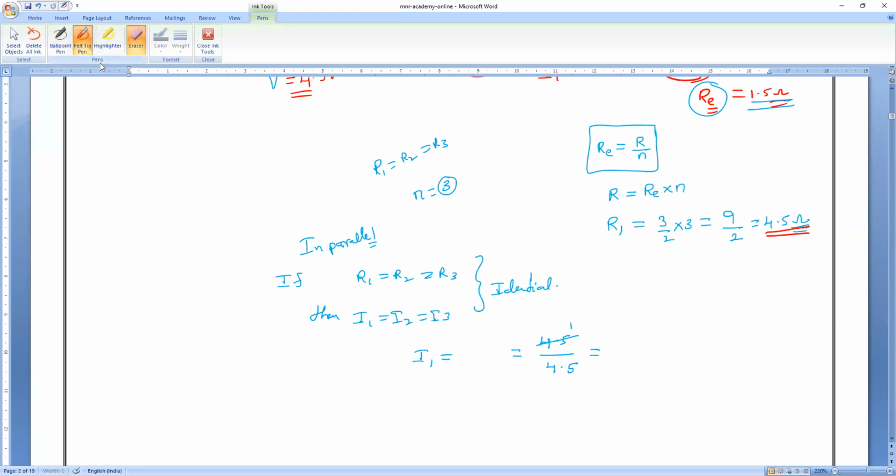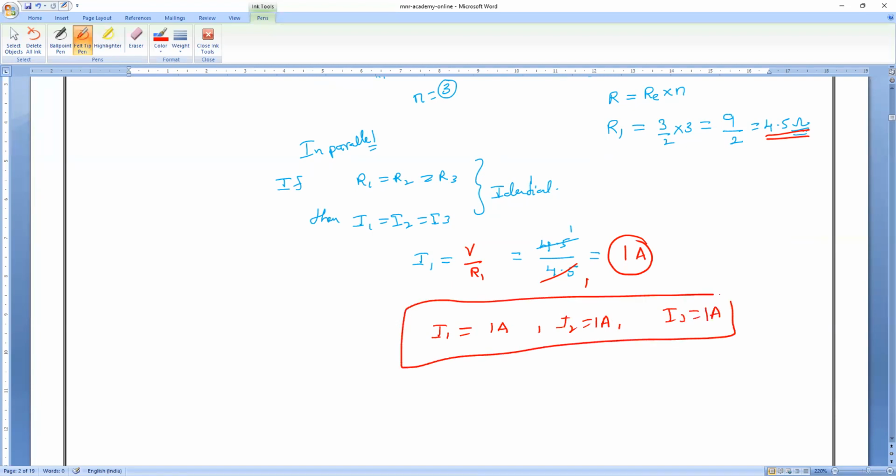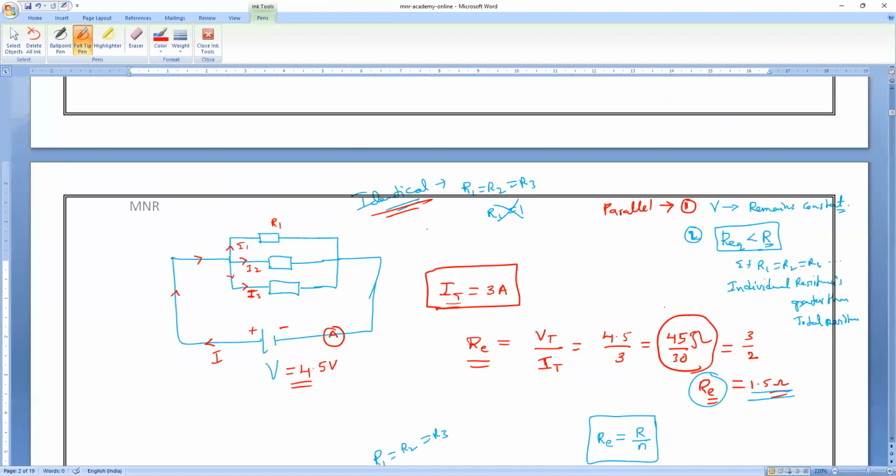V by R1. So the values remain the same: 4.5 ohms, 4.5 ohms, 4.5 ohms. What is the current passing across R1? I1 is equal to 1 ampere, I2 is also 1 ampere, and I3 is also 1 ampere. Each one is an identical resistor, so the current passing across each is 1 ampere.